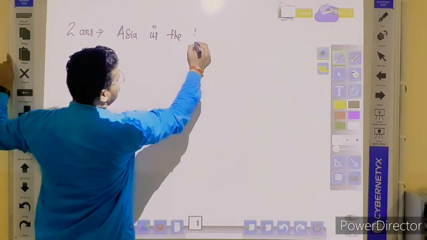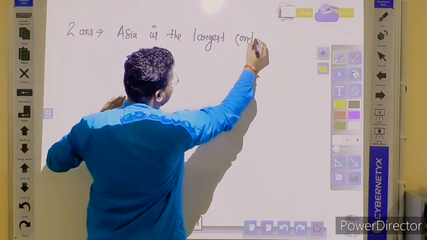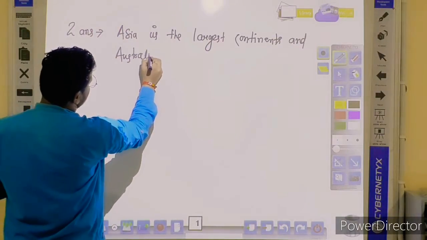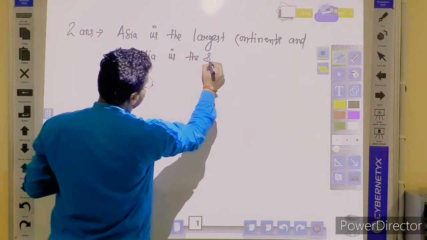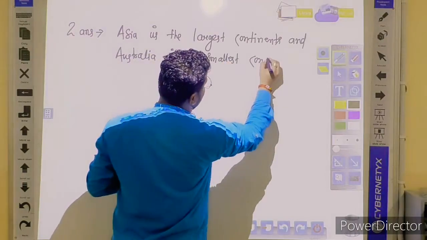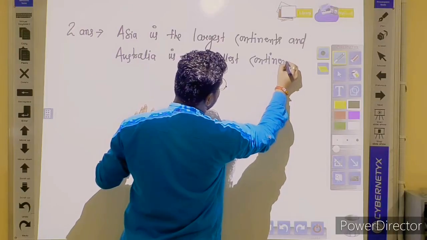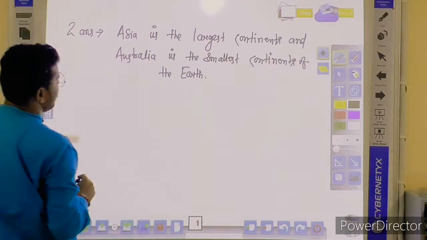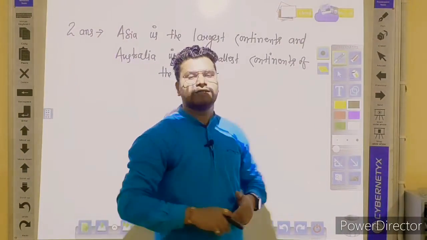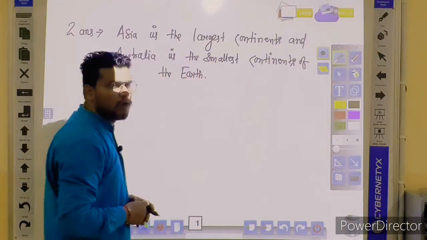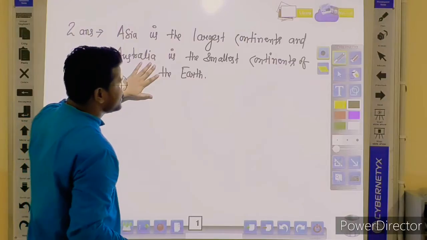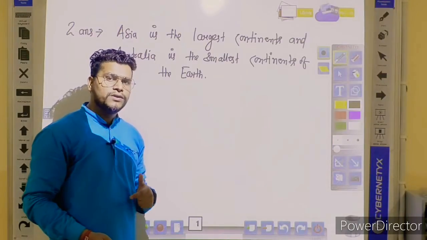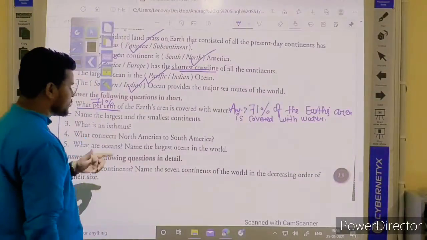Asia is the largest continent, and Australia is the smallest continent of the Earth. Student, Asia is the largest and Australia is the smallest. Now everybody write it. I am giving you 10 seconds. 10, 9, 8, 7, 6, 5, 4, 3, 2, 1. Now come to the next question.